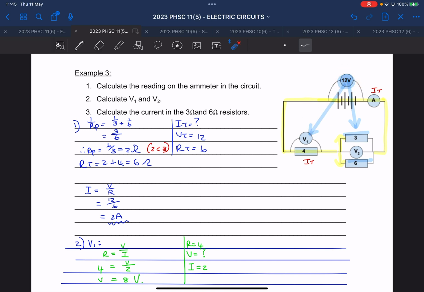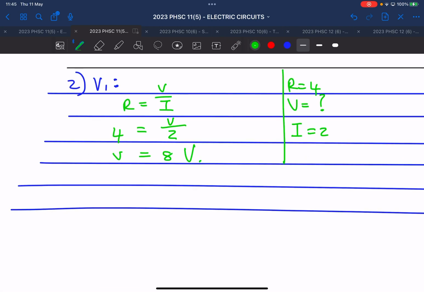How many volts will V2 read? 4. How did you get to 4? V2 will be 12 minus 8. That gives you 4 volts. You could have done a whole calculation or you could have just subtracted them.